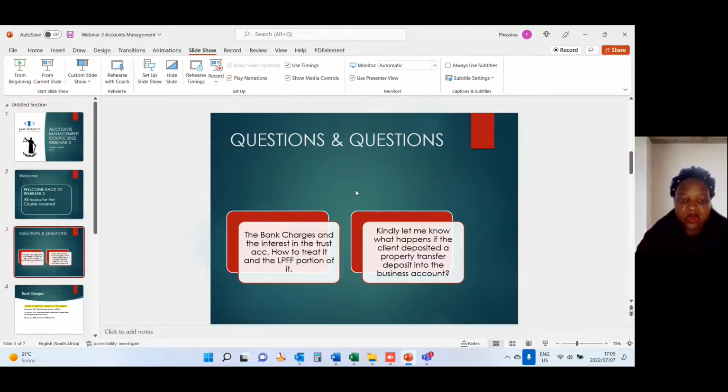So for those who are not VAT registered, it's a disadvantage because you can't recover that amount from SARS. But for those practices that are VAT registered, then they are able to recover that amount on the business side of things from the South African Revenue Services. So on the trust side of things, that transfer, we bundle it up and put it in the LPFF account.